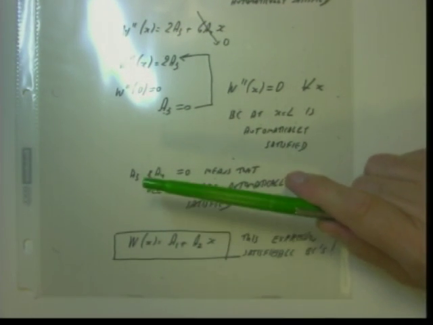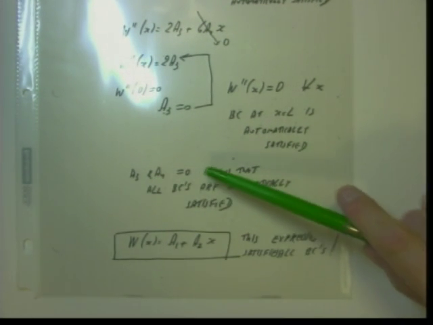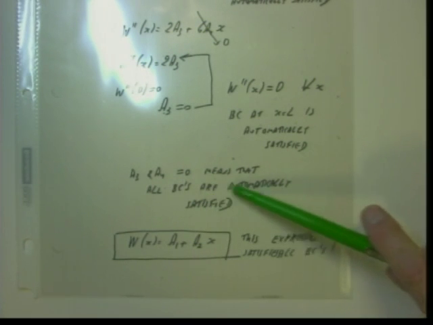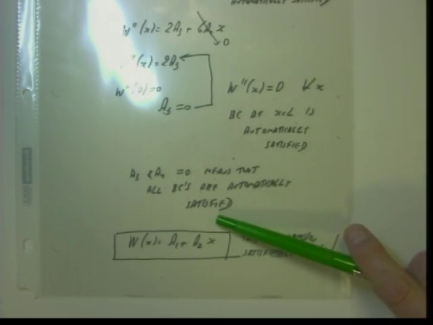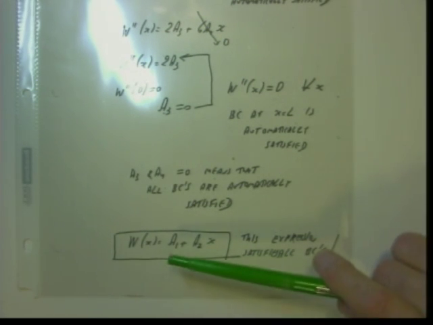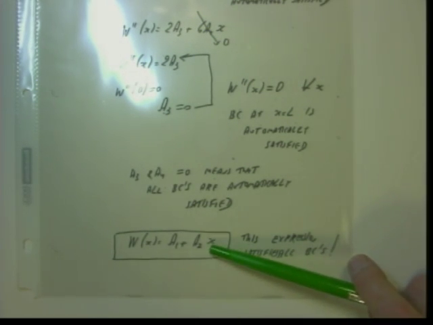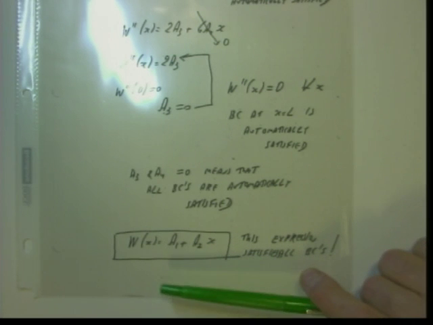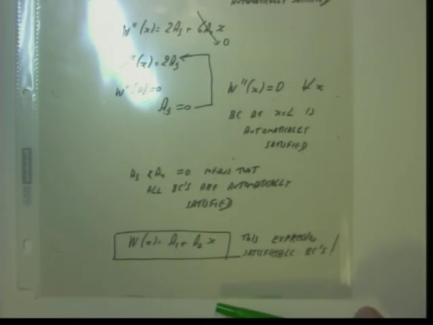So again, I wrote this sentence: a3 equals 0, a4 equals 0 means that all boundary conditions are automatically satisfied. But this means that we are left with 2 constants, a1 plus a2x. W of x equals a1 plus a2x. Now, this expression satisfies all boundary conditions.